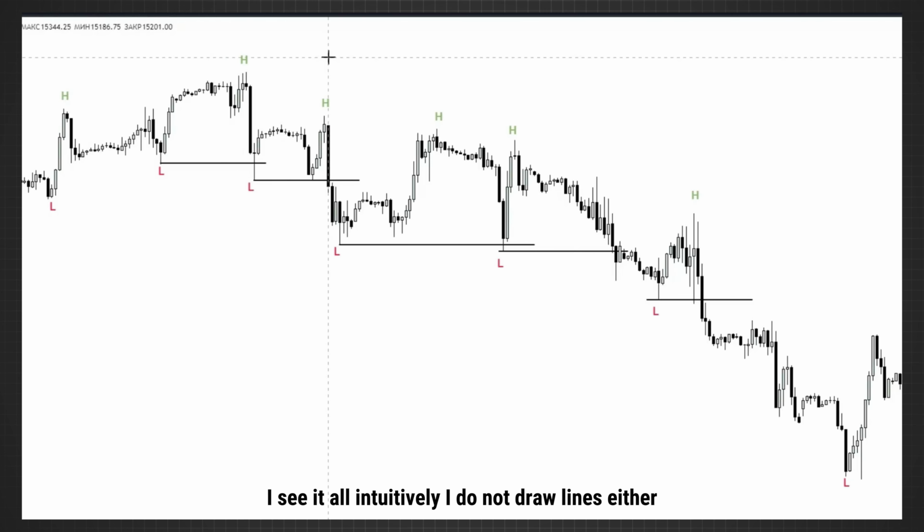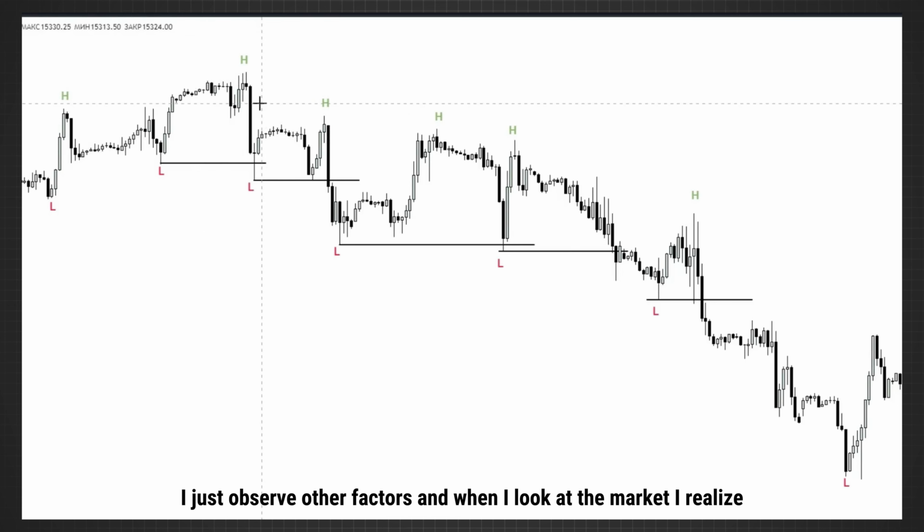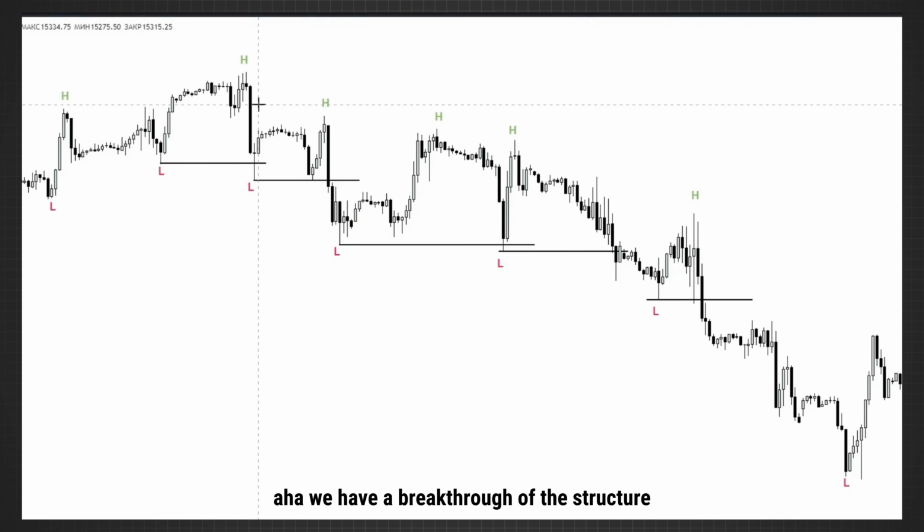I do not draw lines either, I just observe other factors. And when I look at the market, I realize we have a breakthrough of the structure, and all this is a small layer of information. Then I look at the liquidity, the day of the week, and a lot of different factors. But this element will allow you to move correctly with the market.